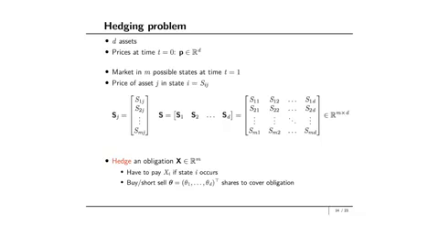Here's the hedging problem that we are interested in. I've got D assets. Just to fix ideas, take D to be 3 or 4. It's some number of assets that are there in the market. The price of these assets at time 0 is in R^D. It's some price vector which has D components, where every component tells me the price of that particular asset.